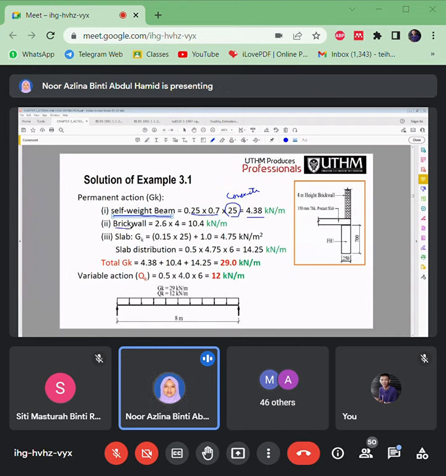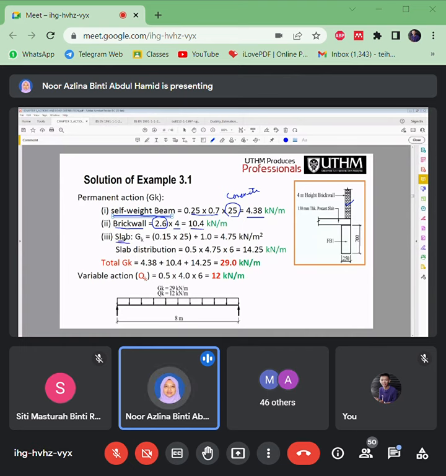Then have to carry the brick wall, right? Have to carry the brick wall. The brick wall unit weight is 2.6. This one is standard. Same goes for the concrete. Standard one is 25. Okay, and then this is the height. That's why you have to know what the height of that levels. Okay, 10.4 here for the brick.